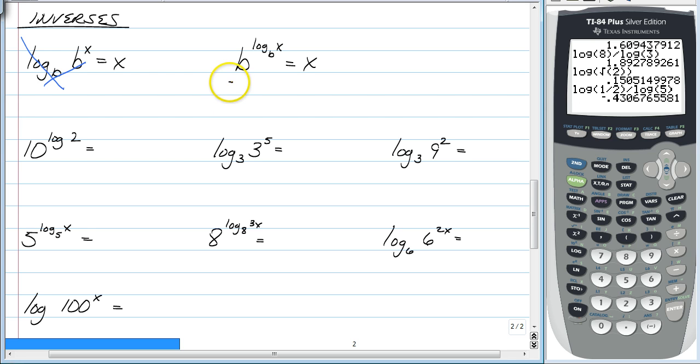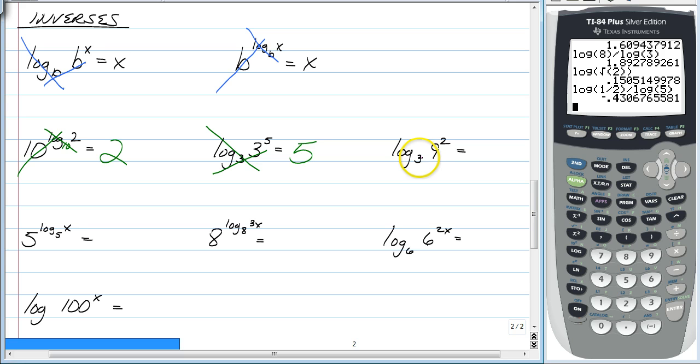Same with this. If we have the base b raised to a log base b power, they cancel each other out and you're left with x. So in this case, remember, this is an imaginary 10 for that base. So we have 10 raised to a log base 10 of 2. So they are just going to cancel each other out and you're left with 2. Same with this. We have a log base 3 of a base of 3 raised to the 5th power. They cancel each other out and you have 5.